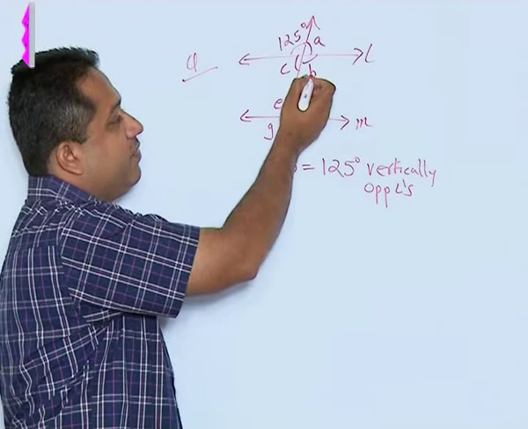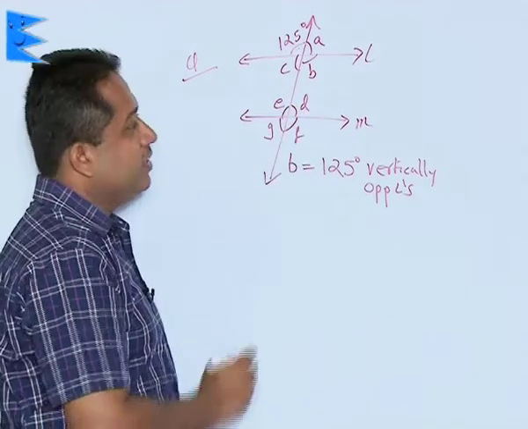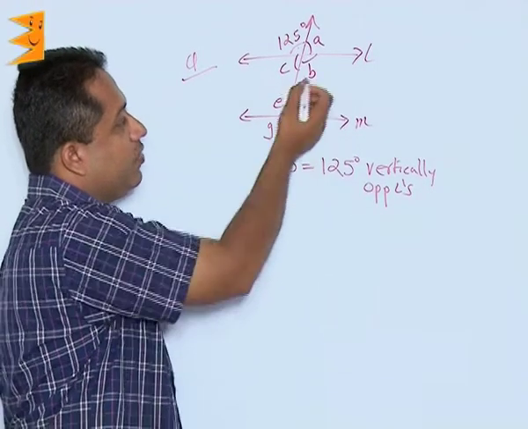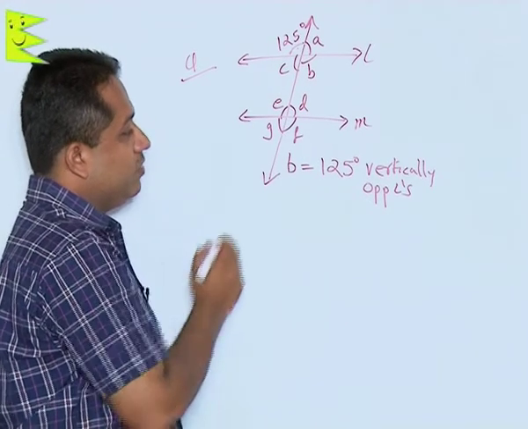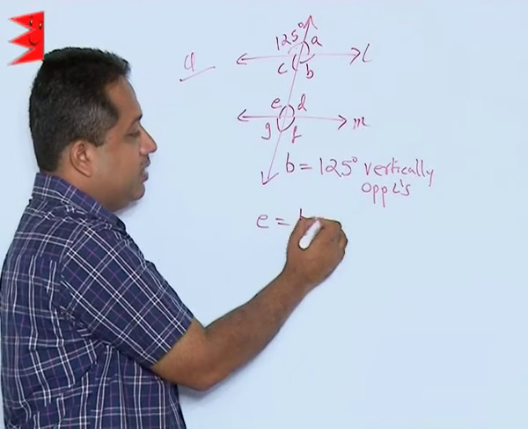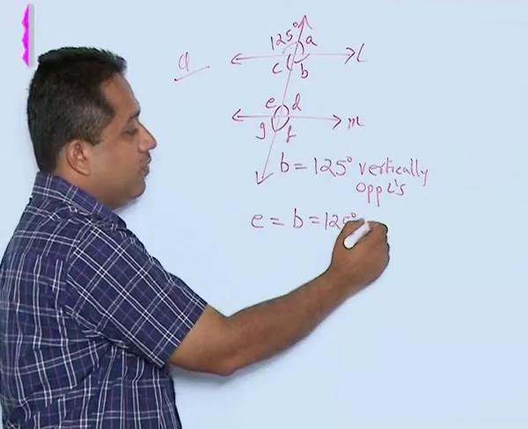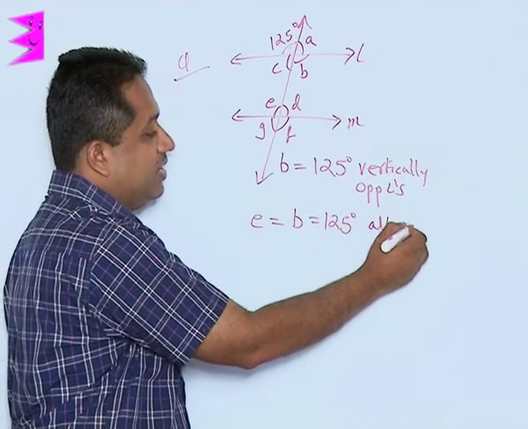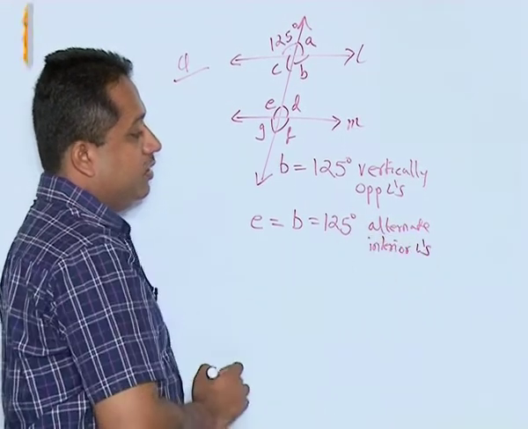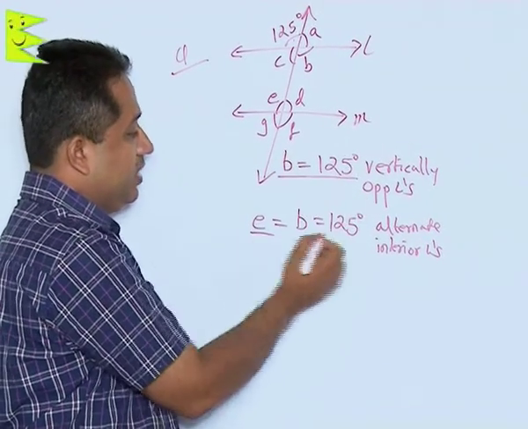Now, if B is 125, then B and E are forming alternate interior angles. So, if B and E are alternate interior angles, we have already found out the value of B, therefore, E will also be 125. So, we can say that the value of E is the same as the value of B, equal to 125 degrees, and here we are using the property of alternate interior angles. Then we have got the value of B as 125, we have got the value of E as 125.